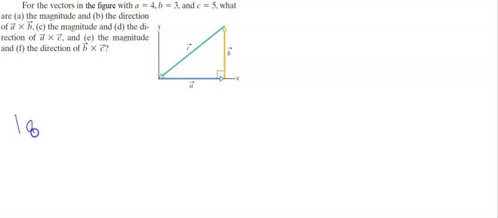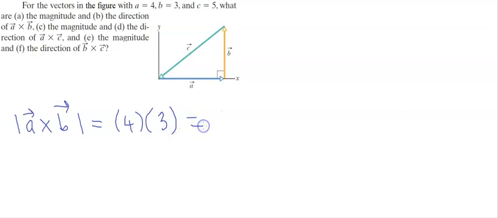So we can write that as the magnitude of A cross B is equal to the magnitude of A, in this case it's 4, times the magnitude of B, which is 3. So the answer for part A is 12. Now we can do this because vectors A and B are perpendicular to each other.